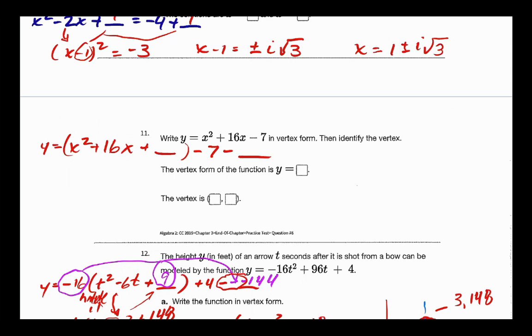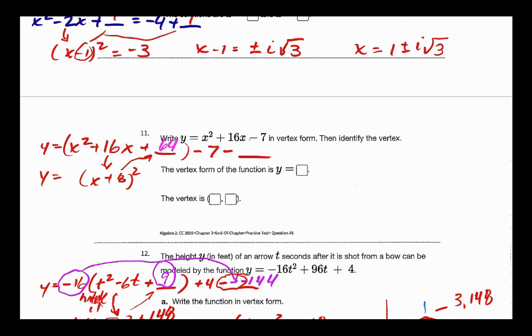So again, if I take the half there, so I'll have y is equal to, in this case, half of 16, which is 8. So I'll have x plus 8. And then remember, that's squared. So I square the 8. That'll give me 64.